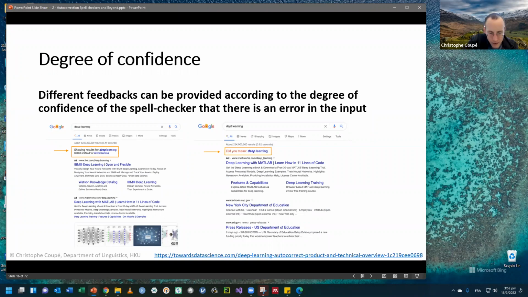So this is quite nice. Depending on the level of confidence of what you were looking for, the system reacts in different ways. And this has been tested to be effective for the users. So you may include that. You may take advantage of the degree of confidence that you may be able to compute with your system.